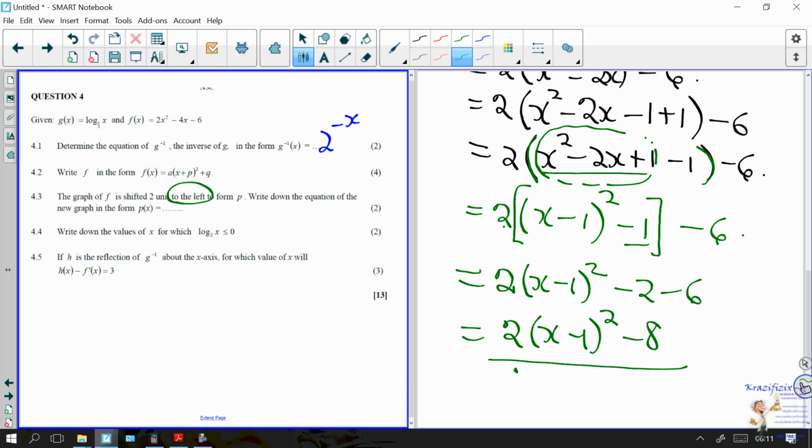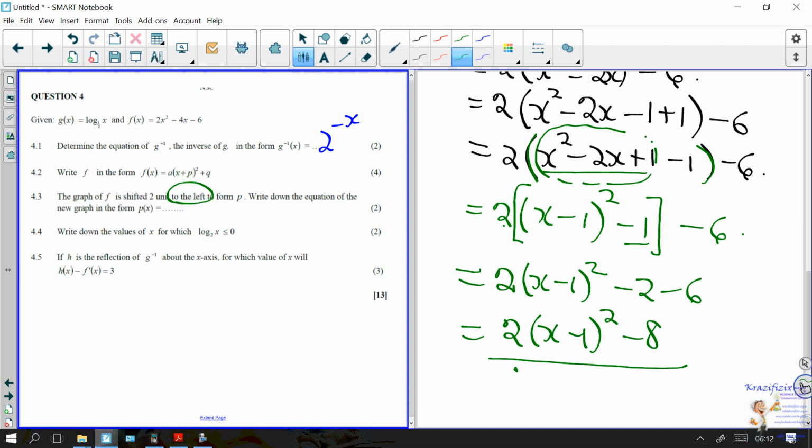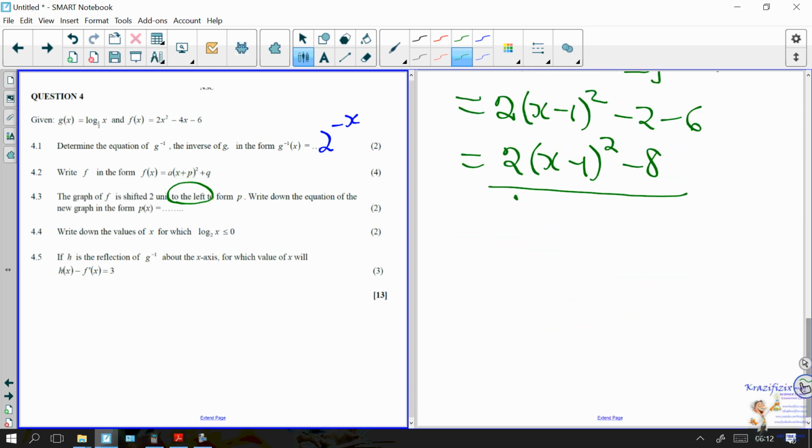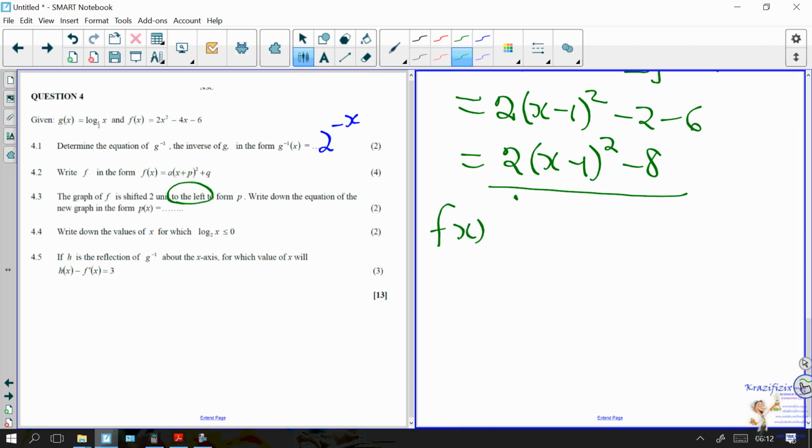If you're shifting to the left, you must be adding. All right. When you shift to the left, it's an addition, because I'm shifting on the x axis. So what am I going to have? This is my new function, right? My new function is 2x minus 1 squared minus 8.